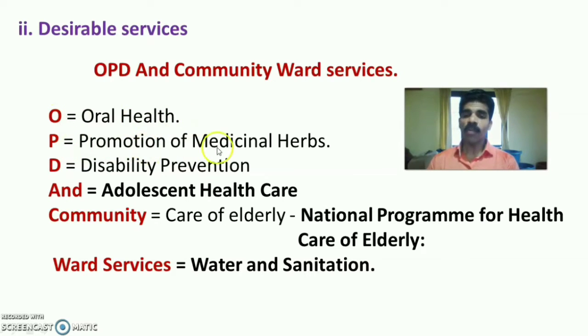P stands for promotion of medicinal herbs. So planting or growing various medicinal herbs in the subcenters, that is promotion of medicinal herbs. Then D stands for disability prevention. And A stands for adolescent health care.